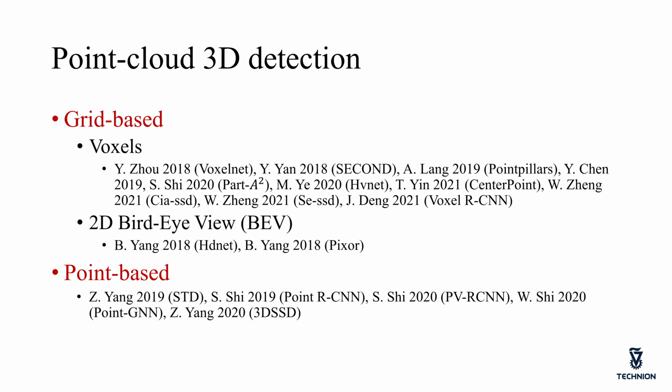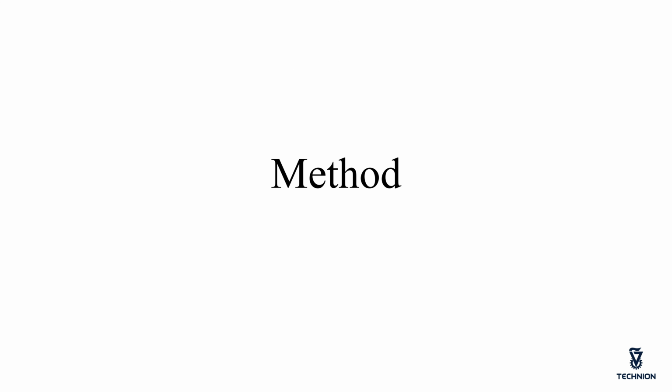3D detection methods can be categorized into grid-based and point-based. Grid-based methods first transform the given point cloud into a regular representation of either voxels or a 2D bird-eye view. This enables utilizing 3D or 2D convolutional networks, respectively. Point-based methods extract features directly from the raw point cloud, usually by using PointNet-like architectures. Our work focuses on voxel-based detectors. We propose a novel subtractive approach, which provides a further boost in performance to voxel-based 3D detection methods.